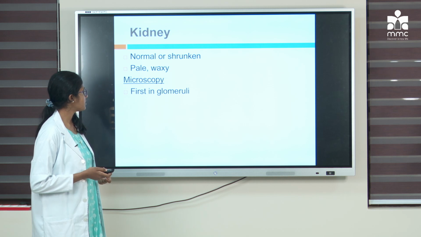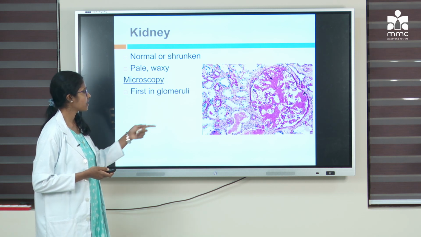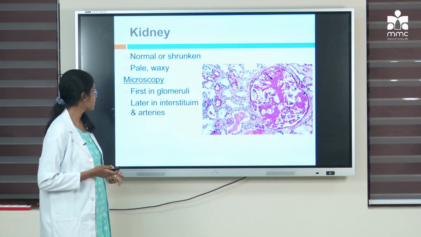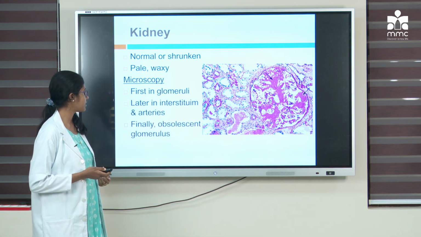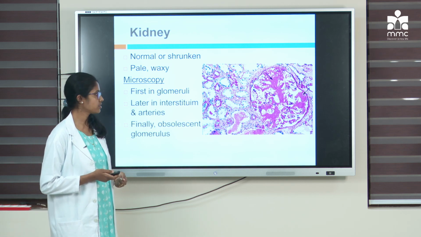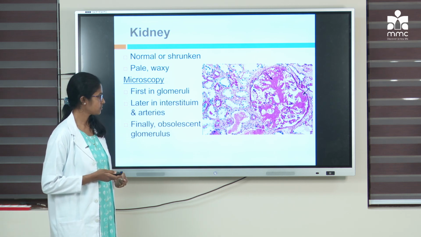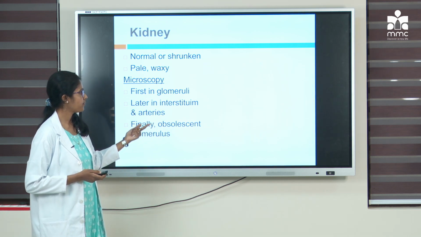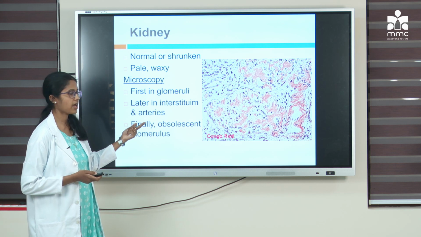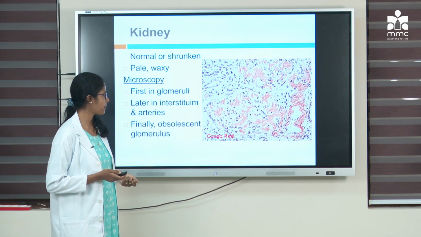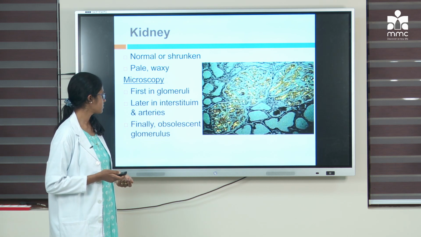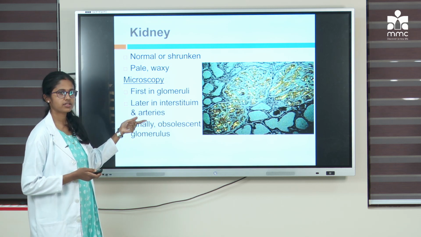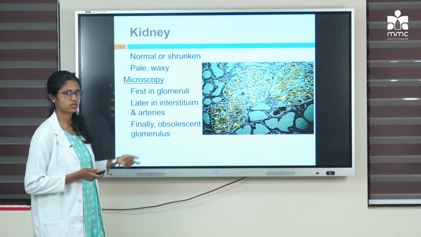On microscopy, it is first deposited in the glomeruli. We can see the glomeruli with amorphous eosinophilic deposits, later in the interstitium and in the arteries, and finally in the obsolescent glomerulus. You can see amyloid deposition here, and in this picture also we can see the amorphous eosinophilic substance being deposited. So, this is the apple green birefringence that we see on polarizing microscopy.